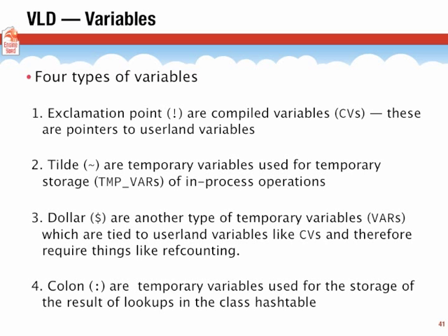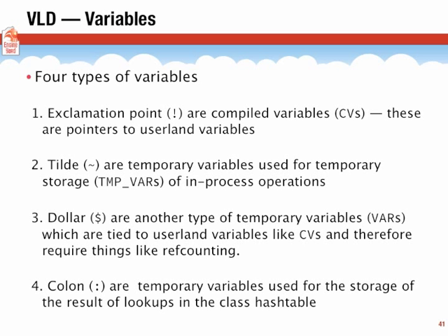One of the most important things to understand when reading a dump is the four types of variables it shows. Variables prefixed with an exclamation point are called compiled variables. These are directly tied to the variables you define in your code. Variables prefixed with a tilde are called temporary variables and are used for storage during internal operations.